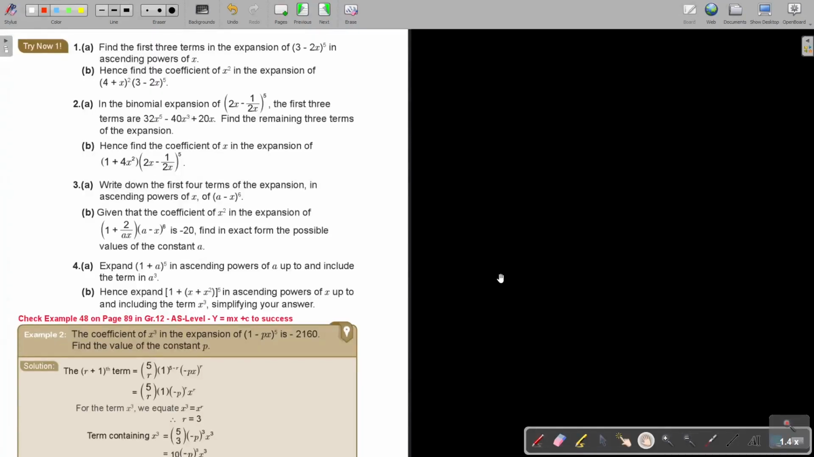Okay, let's start with example 2. In the binomial expansion of this, the first 3 terms are this. Find the remaining 3 terms of the expansion. This is very interesting. Okay, so this is my bracket now. If you want, you can just remember the first 3 terms will be 5 C 0, and then 5 C 1, and then 5 C 2.